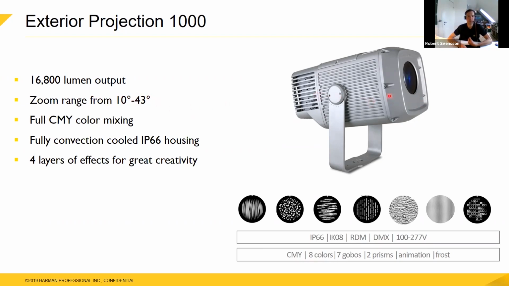You can adjust the zoom to hit the building, and it also features a full color mixing system with CMY, so you can choose basically any color you like and make smooth transitions from one color to another, where you are a bit more limited on the small one with 8 gobos. And then it has an additional gobo. So that's basically the toolbox you get. So having gobos and then having these different layers in terms of colors, prisms, and animation and frost to add a bit more life to the gobos themselves.